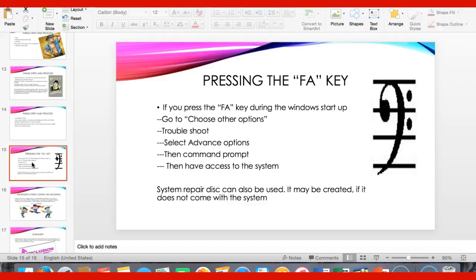Pressing the F8 key: if you press the F8 key during Windows startup, you can choose other options, troubleshoot, select advanced options and command prompt, and then have access to the system. A system repair disk can also be used. It may be created if it does not come with the system.